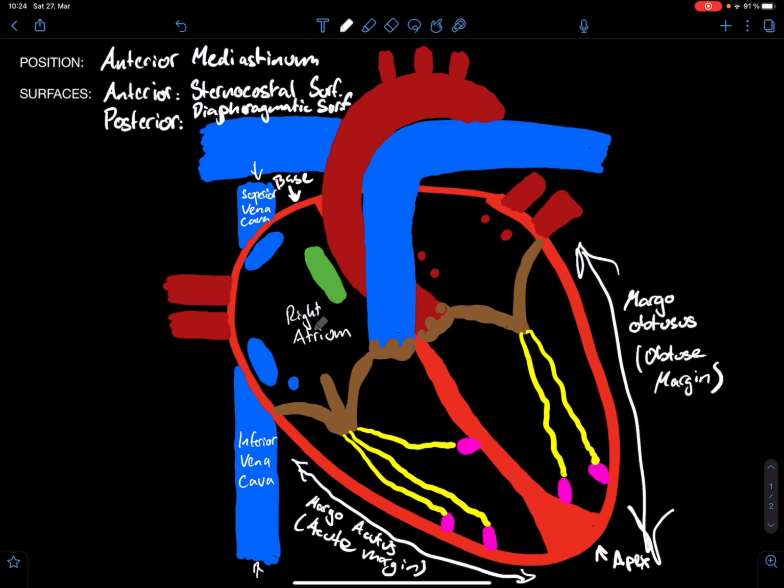This is the orifice of the superior vena cava, and this is the orifice of the inferior vena cava. Down here, this little blue structure is also an orifice. I'm going to name it here, but we're going to talk about this later when we talk about the blood supply of the heart in a future tutorial. This is also an orifice called the orifice of the coronary sinus.